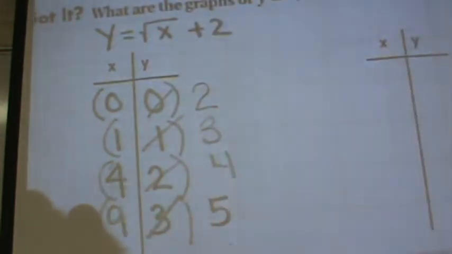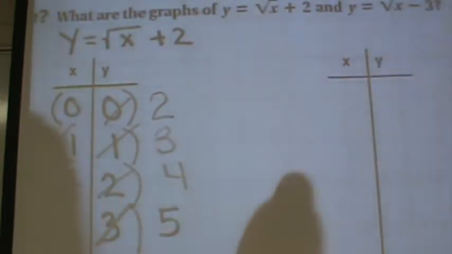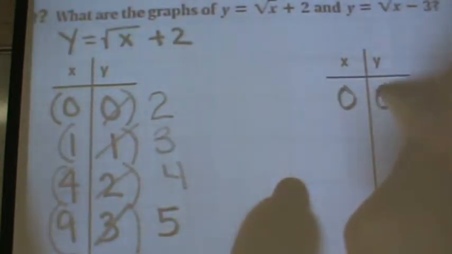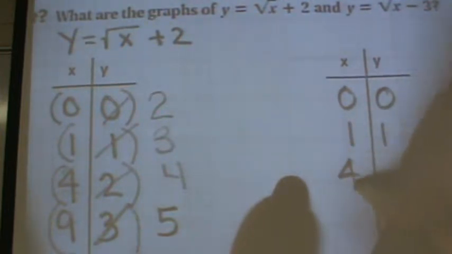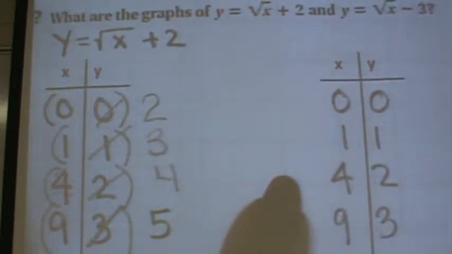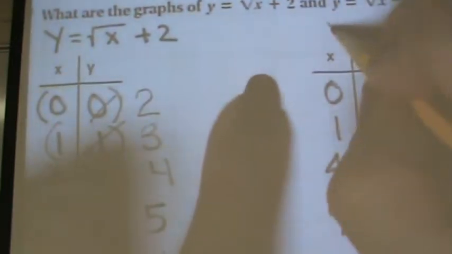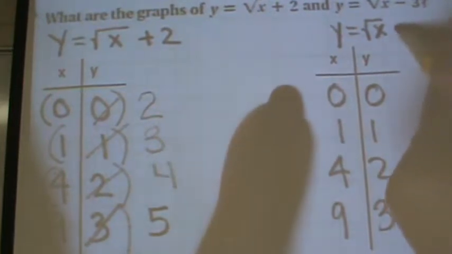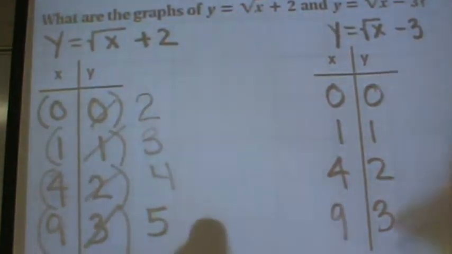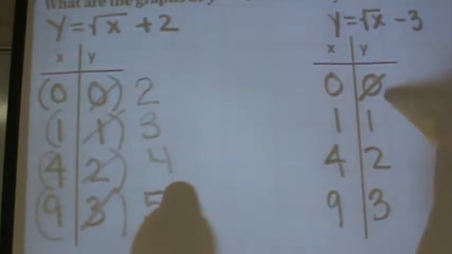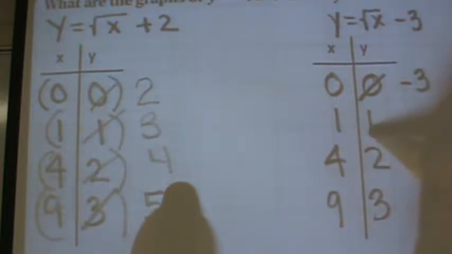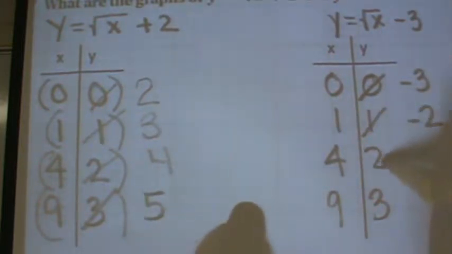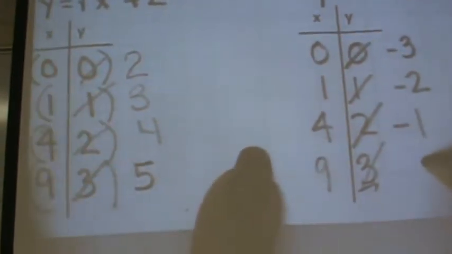So if that holds true, without doing this, let's put the parent function in. 0, 0, 1, 1, 4, 2, 9, 3. So what I have right here is y equals the square root of x. Well, what if I want to do minus 3? What do you think you're going to do to these y values? Minus 3. So what would I have here? Instead of 0, 0, I have 0, -3. Instead of 1, 1, what am I going to have? -2. Instead of 4, 2, what am I going to have? -1. And instead of 9, 3, what am I going to have? 0.